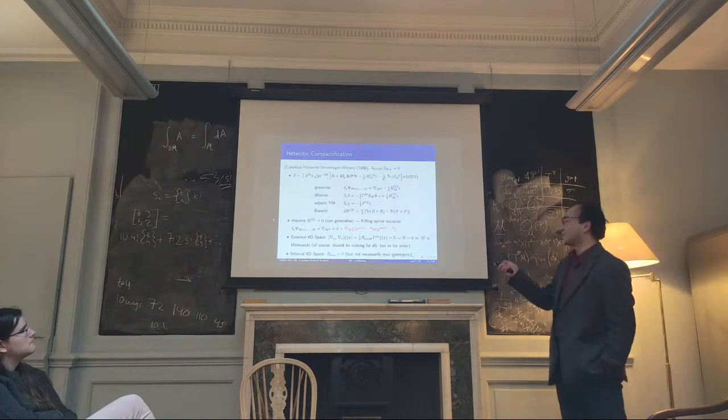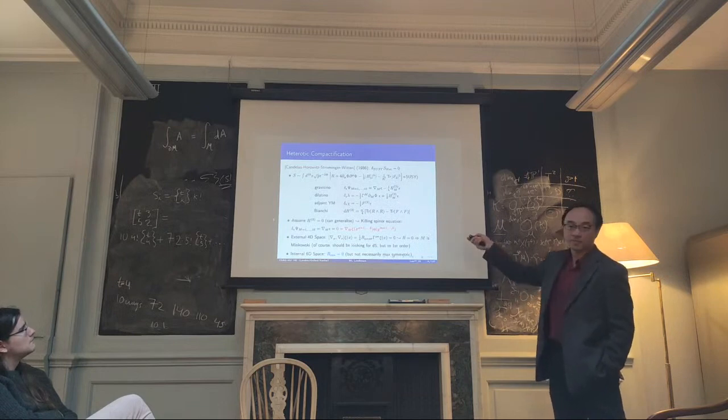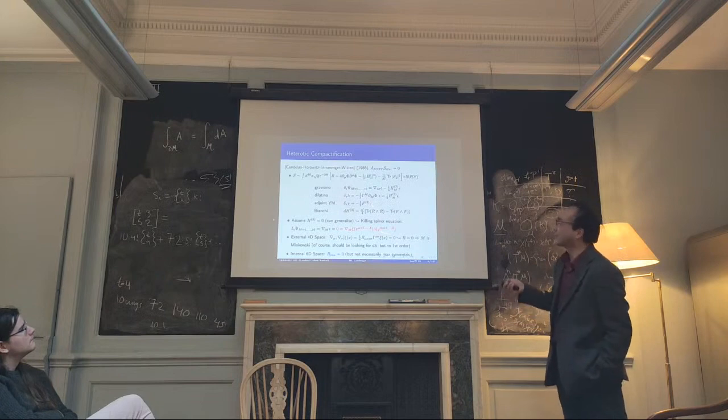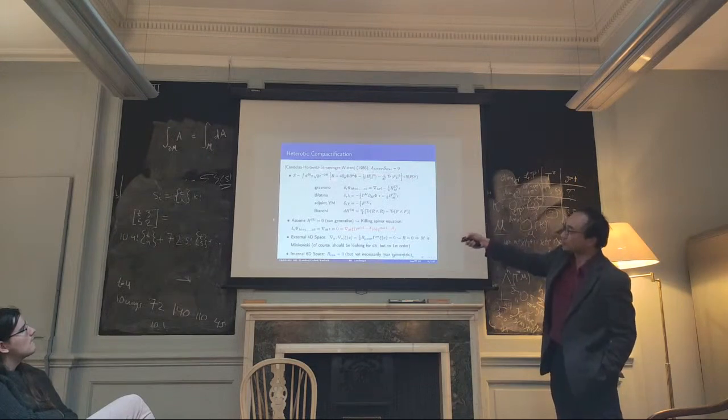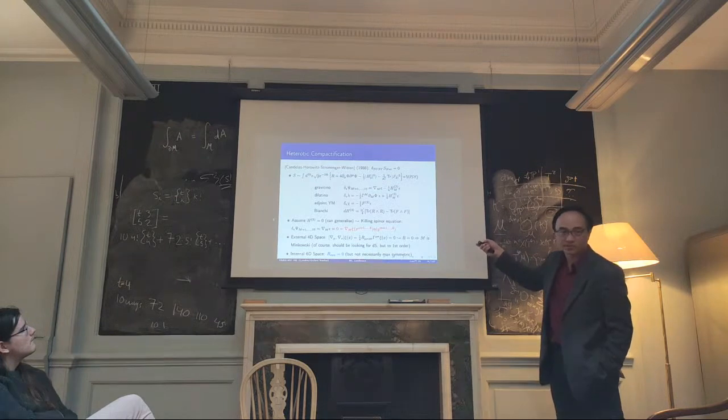So again, this is very boring. I just copy and pasted this from Green, Schwarz and Witten, so you can just read it. It's not too important. In this paper in 85 and 86, you write down the Lagrangian for the heterotic string. So why would I think of the heterotic string? This is quite interesting.